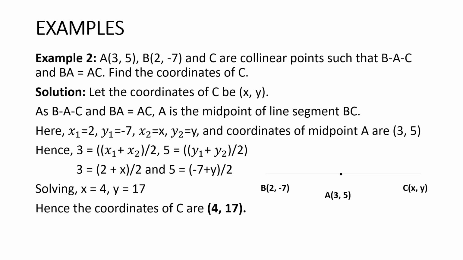Now collinear means they lie on the same line. And it is given B-A-C, means B, A and C lie on the same line and in the order of B, A, C. So I have drawn the line segment over here. B has (2, -7), A has (3, 5), and since it is B-A-C, C has the coordinates (x, y) which we need to find out. But one more thing is given, that BA is equal to AC. That means A is the midpoint of BC.